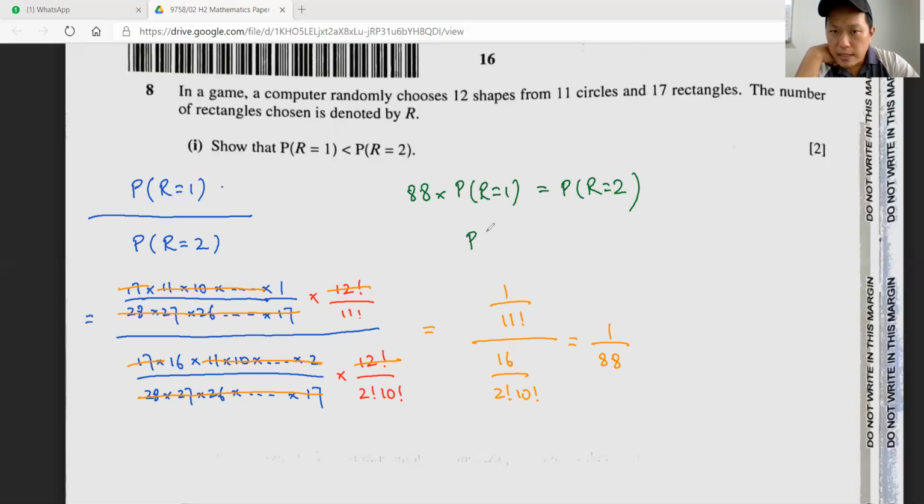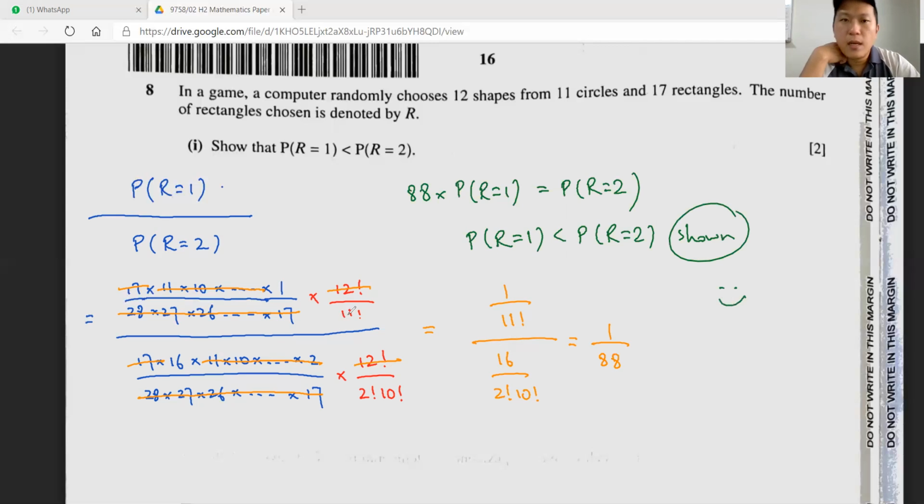And that also means that the probability of r equals 1 is actually a lot smaller than the probability of r equals 2, right? So with that shown, 2 marks. Any questions? Comment below. Okay, so moving on.